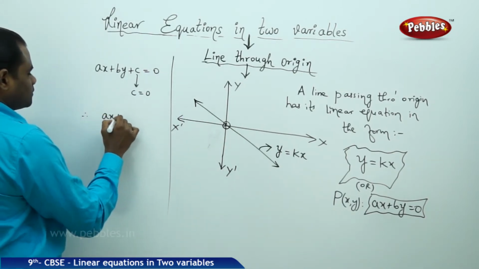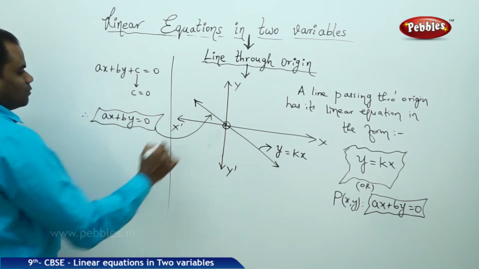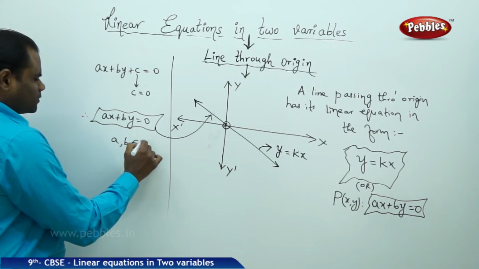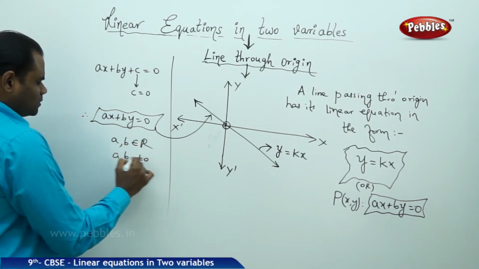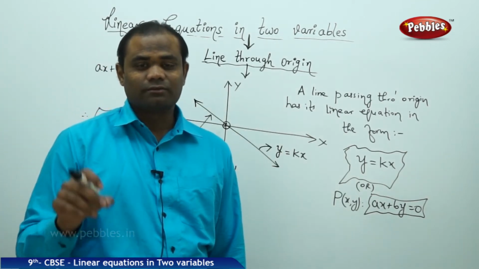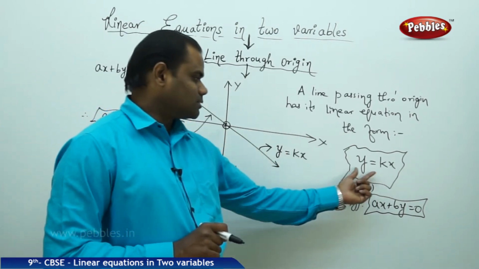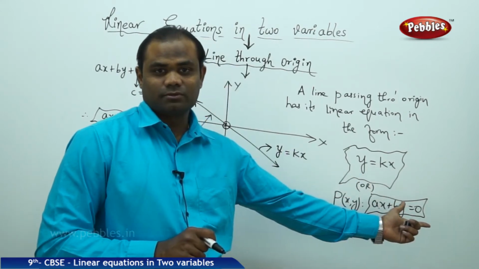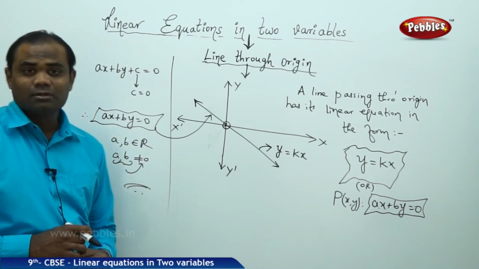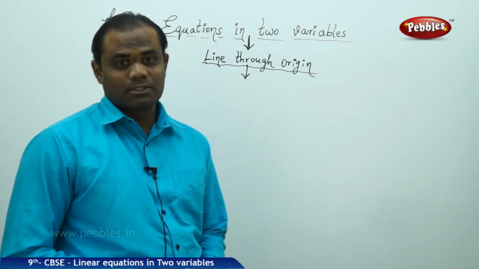Therefore, a line which passes through origin would be in the form ax plus by equal to 0, with a and b belonging to real numbers and a, b both non-zero. This is how I understand the special case of a line passing through origin, which can be expressed in the form y is equal to kx or ax plus by equal to 0, with the conditions a, b being real numbers and both non-zero. Let's see an example problem in the continued session.